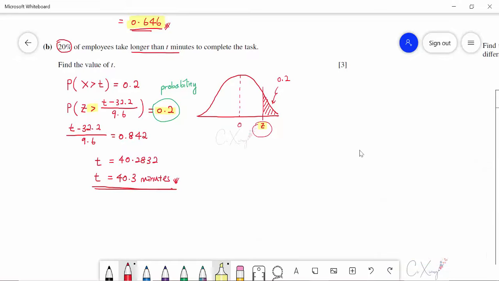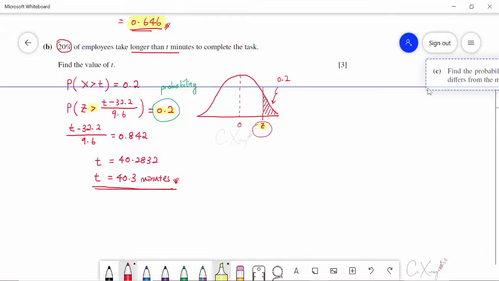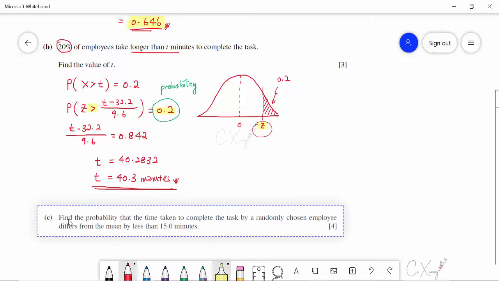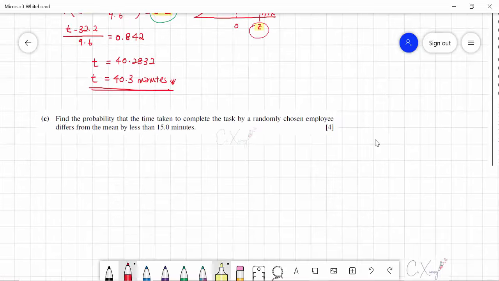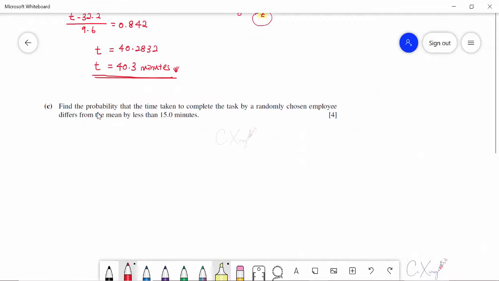So we continue to part C. For part C here, they ask you to find the probability that the time taken to complete the task by a randomly chosen employee differs from the mean by less than 15 minutes. For this question, I will highlight the keyword, which is differ. Differ means difference.